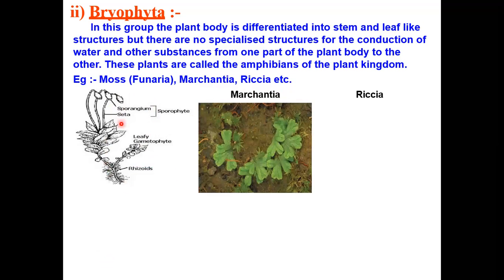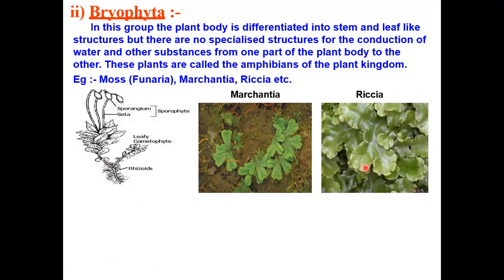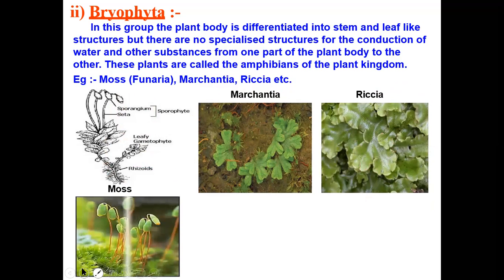This is the example of moss. This is the structure of Marchantia. This is the structure of Riccia. Body is not differentiated into other parts. Only leaf-like and stem-like structures are there.